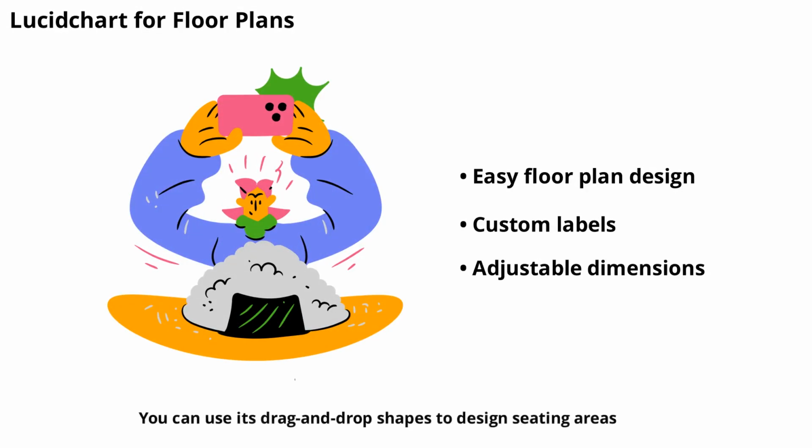One of Flowchart's strengths is its ability to create restaurant floor plans. You can use its drag-and-drop shapes to design seating areas, kitchen layouts, and service stations. The software also lets you adjust dimensions and add custom labels, making it easy to visualize your space. This is especially helpful for planning renovations or rearranging tables to accommodate more guests or improve traffic flow.